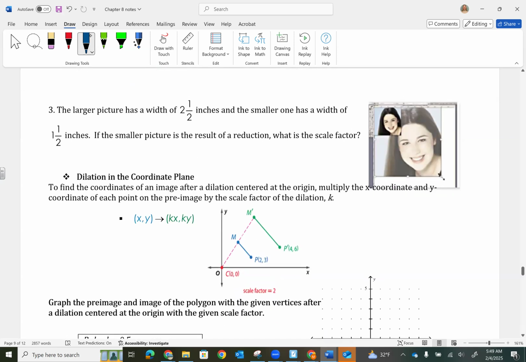Okay, moving forward. You start with a picture and you're going to either enlarge or reduce it. So you're going to go to a copy machine and make it bigger or smaller, or you're going to go on your computer and enlarge or reduce the size.